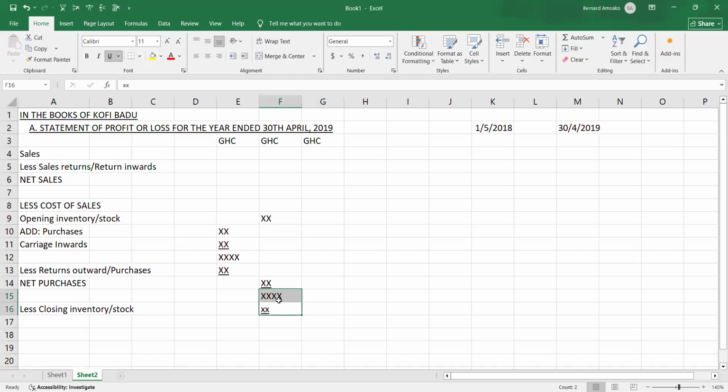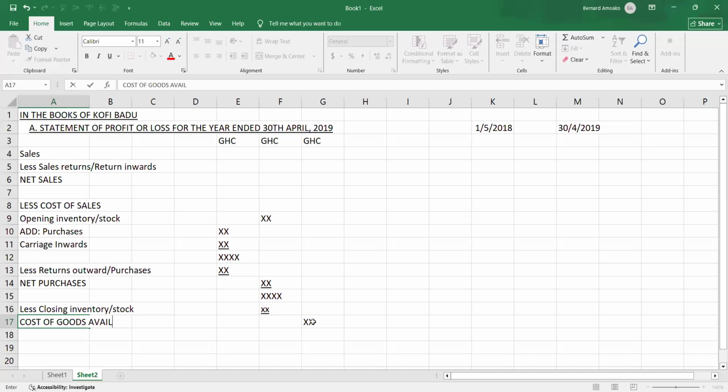So when I add this to this, and take this closing inventory from this, what I have is the cost of goods available for sale, or cost of goods sold, or cost of sales. Let's call it cost of sales. It's the same as the cost of sales.